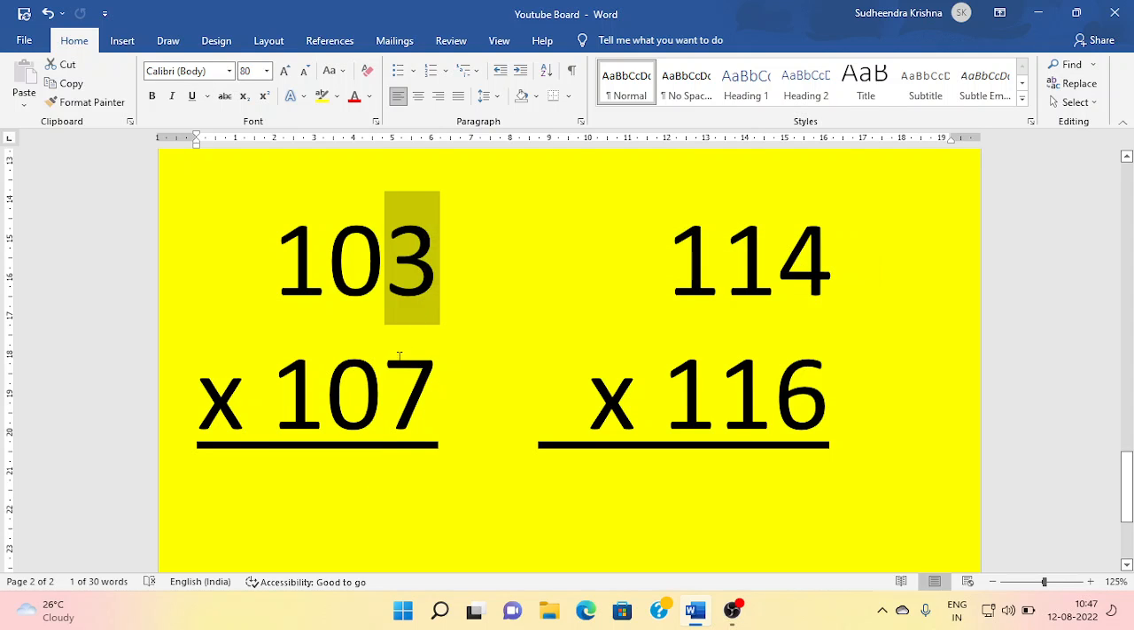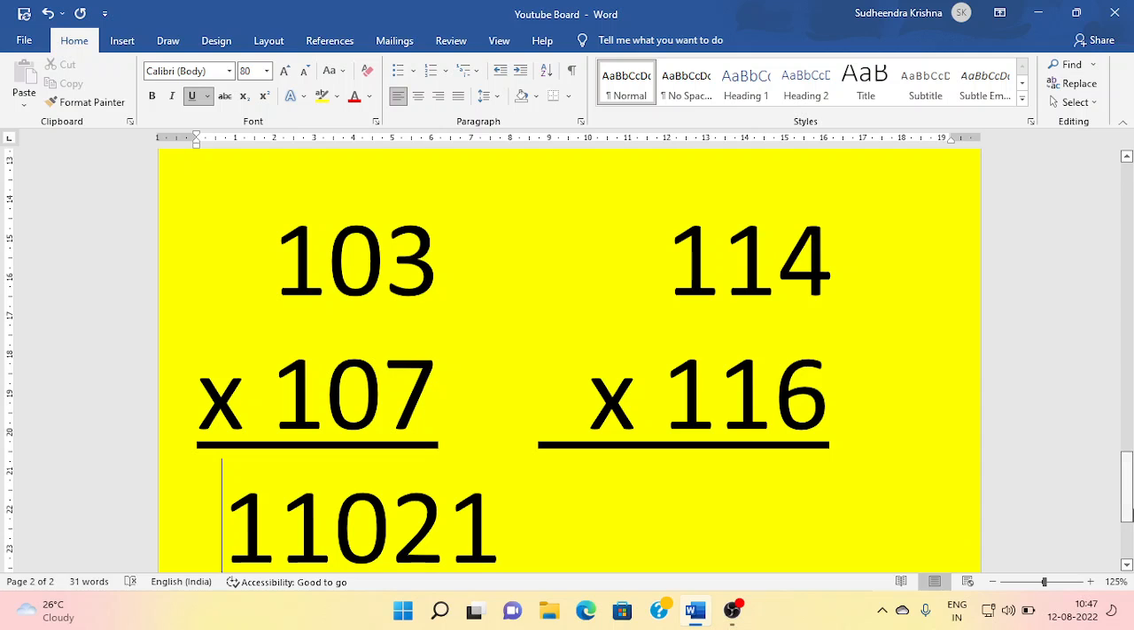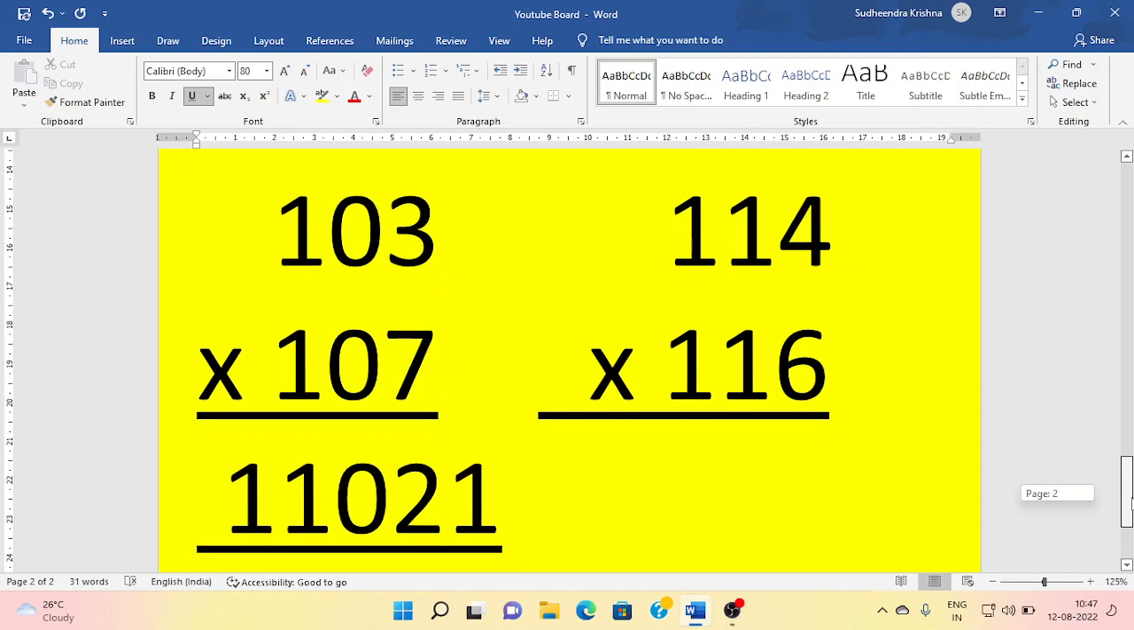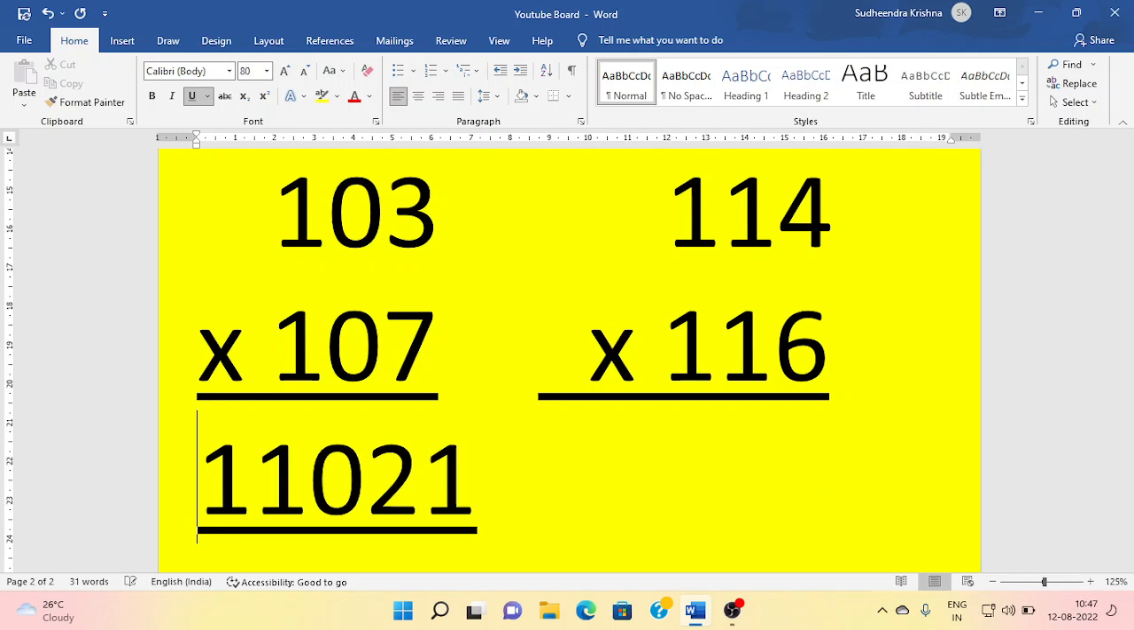So first multiply 7 and 3. 7 into 3 is 21. Put 21 as it is. Now you have 10 in the tens place. 10 plus 1 is 11. Multiply 10 and 11. 10 into 11 is 110. So put 110. So this is the required answer. So 103 into 107 is equal to 11,021. It's as simple as this.